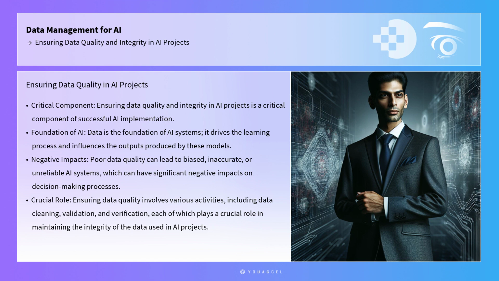Poor data quality can lead to biased, inaccurate, or unreliable AI systems, which can have significant negative impacts on decision-making processes. Ensuring data quality involves various activities, including data cleaning, validation, and verification, each of which plays a crucial role in maintaining the integrity of the data used in AI projects.